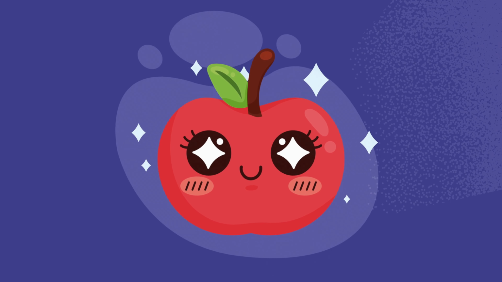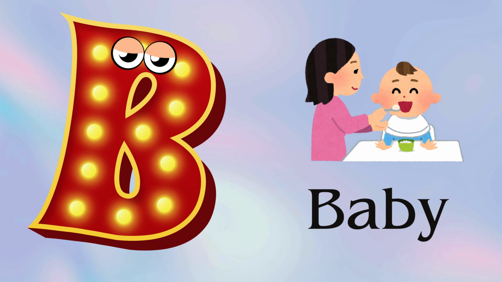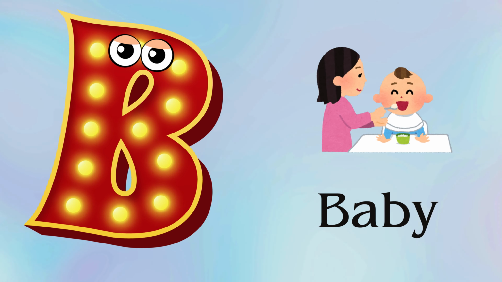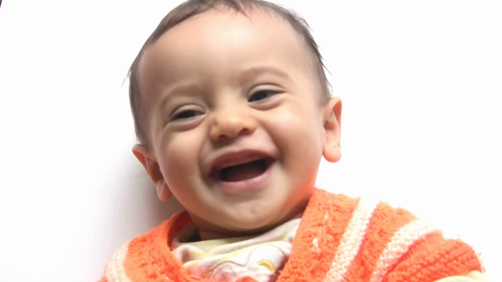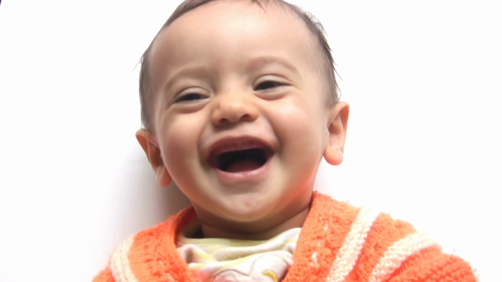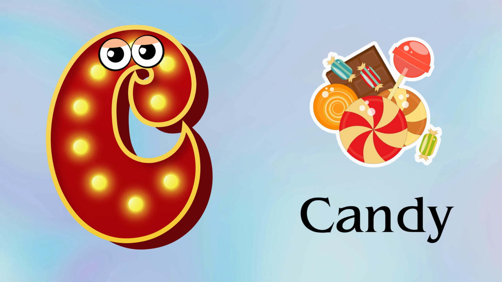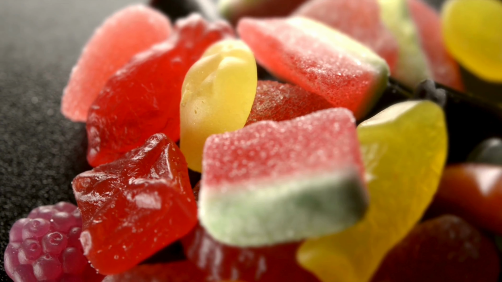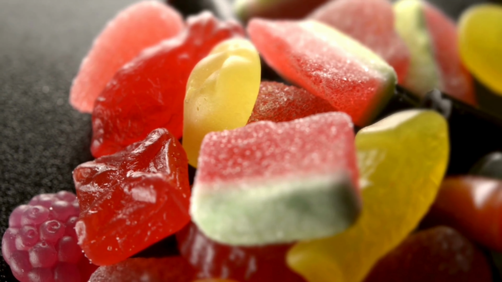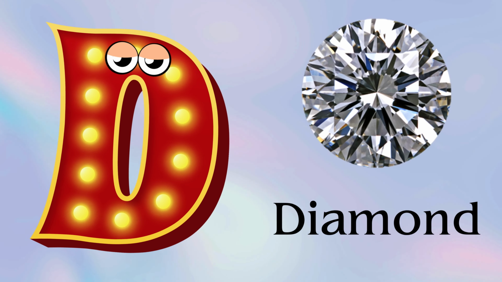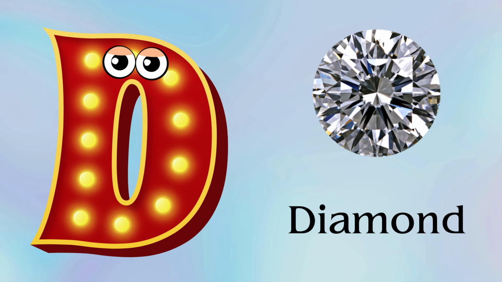Apple, A, apple. B is for baby, B, B, baby. C is for candy, C, C, candy. D is for diamond, D, D, diamond.